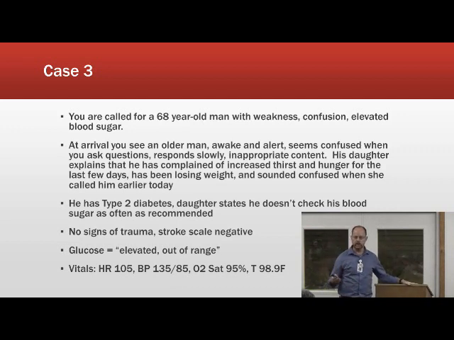He doesn't know really where he is or any of that. And he's slow to respond, and what he says doesn't make a lot of sense. So his daughter's there, and she kind of looks in on him. She says that he's been telling her that he's been thirsty and hungry. It's been several days. He's been losing weight. Sounded confused earlier, and that's why she came over. And so he's different. He's usually not confused like this.